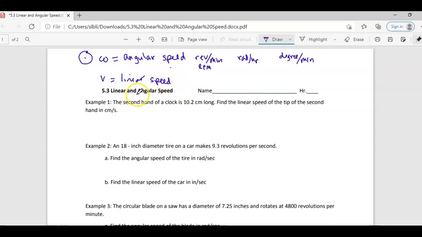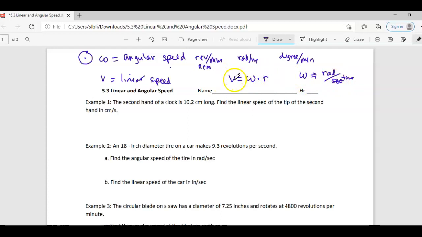One thing that I want to point out is that these two things are related to each other. The linear speed is equal to the angular speed times the radius of the circle. Now, in order to use this relationship, the angular speed needs to be in the form of radians per time. It doesn't necessarily have to be per second; it could be seconds or minutes or hours, but we want radians per time before we multiply by the radius to get the linear speed.